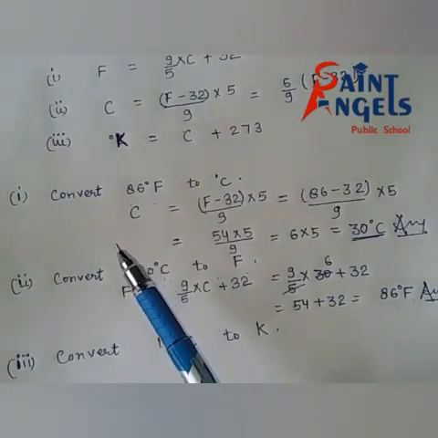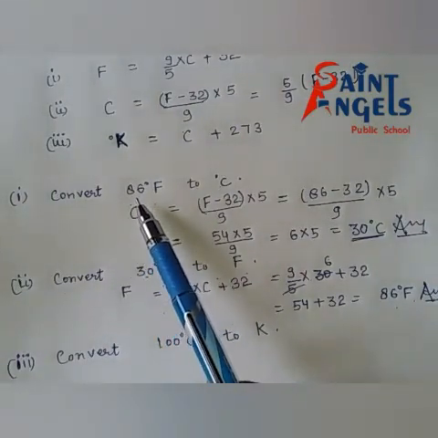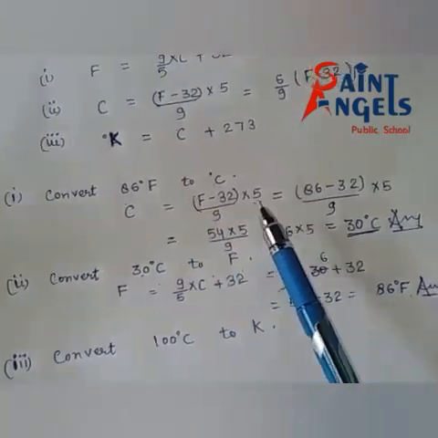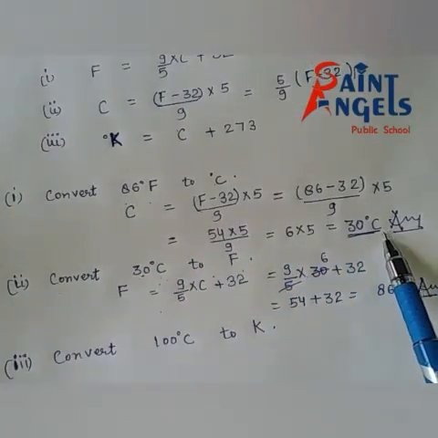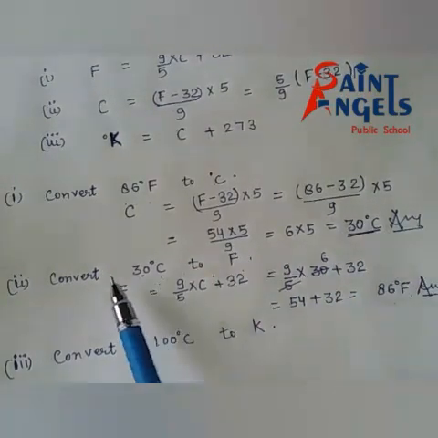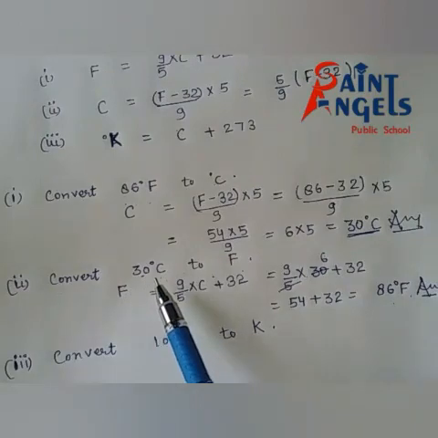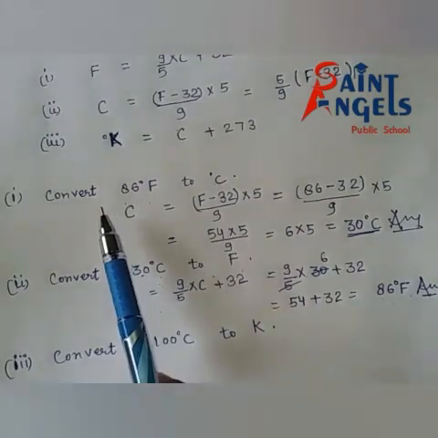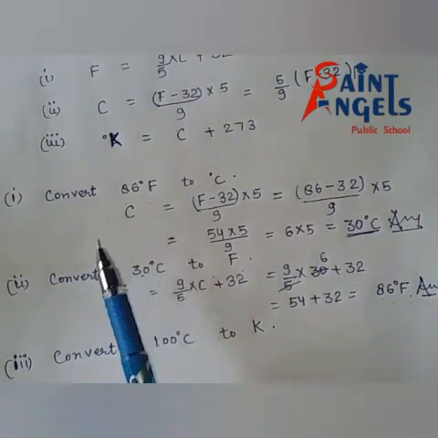Students, you can see in the first example we took 86 degree Fahrenheit and changed it into degree Celsius, so the answer is 30 degree Celsius. Again we took 30 degree Celsius and changed it, and we got the first example's answer.